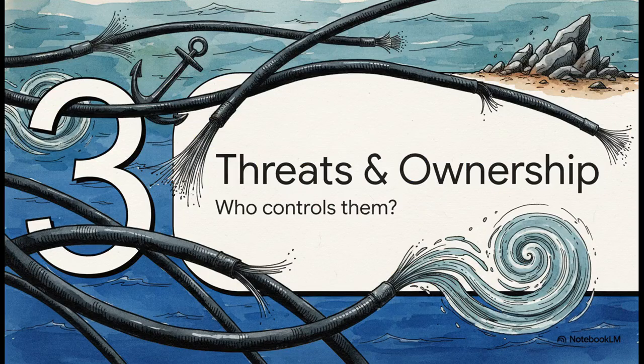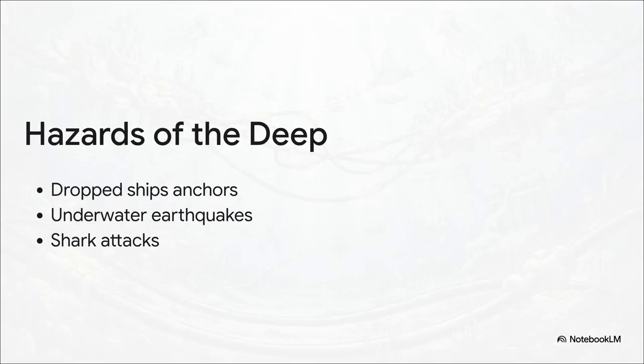Which brings us to our final section, threats and ownership. Because it's a physical network, it naturally has physical problems, right? It needs constant maintenance. These vital lifelines face some serious hazards down in the deep. Sometimes it's incredibly mundane human error, like a ship carelessly dropping its anchor and accidentally snagging a billion-dollar cable. Other times it's totally out of our hands, like violent underwater earthquakes severing the lines.